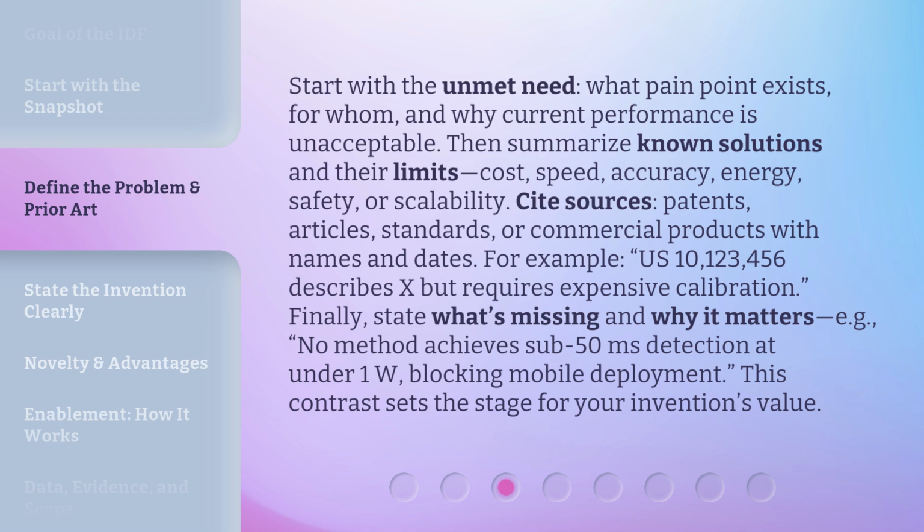For example, US 10,123,456 describes X but requires expensive calibration. Finally, state what's missing and why it matters. E.g., no method achieves sub-50 ms detection at under 1 W, blocking mobile deployment. This contrast sets the stage for your invention's value.